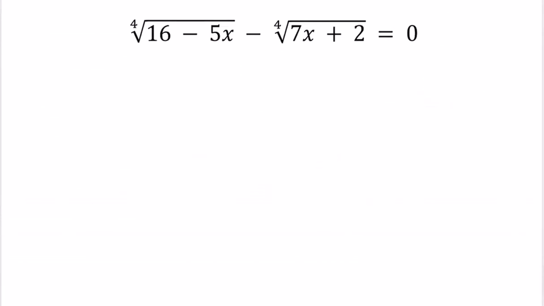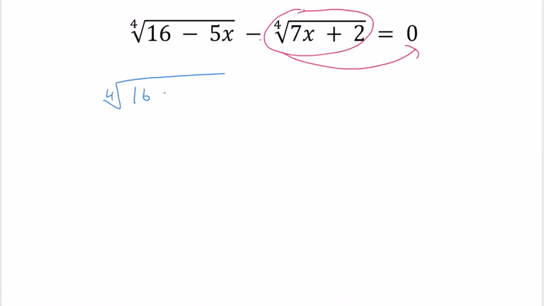The fourth root of 16 minus 5x minus the fourth root of 7x plus 2. Here we need to move the second fourth root over so we can have the fourth root equal to the fourth root. So in order to bring this fourth root over, we have a subtraction here, so we need to add it over. When we add it over, we would have the fourth root of 16 minus 5x is equal to the fourth root of 7x plus 2.